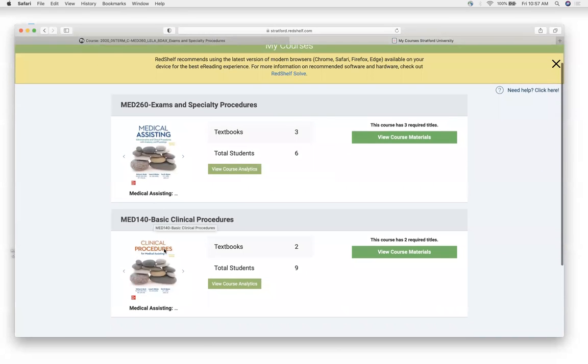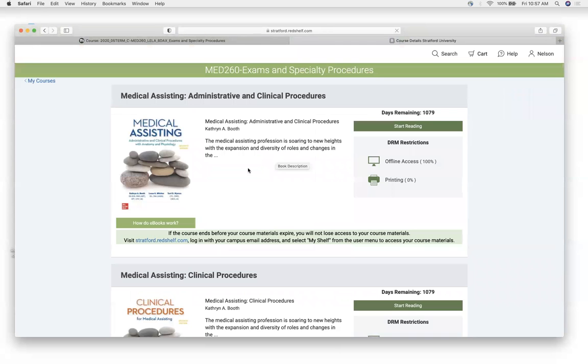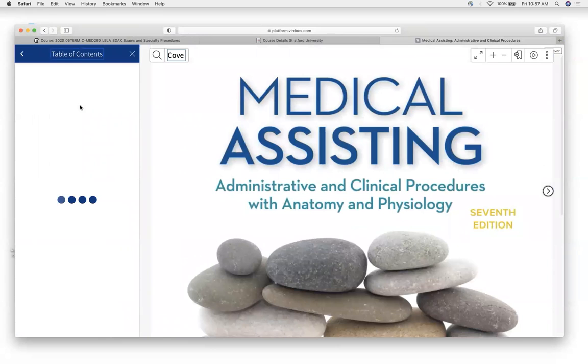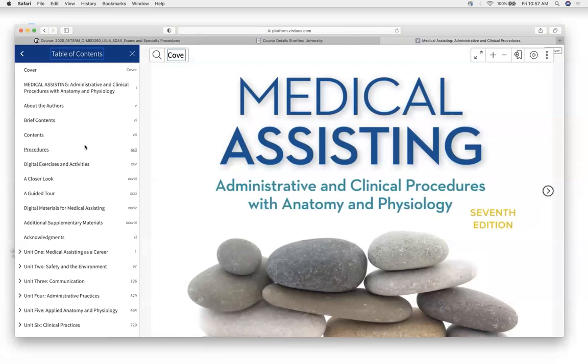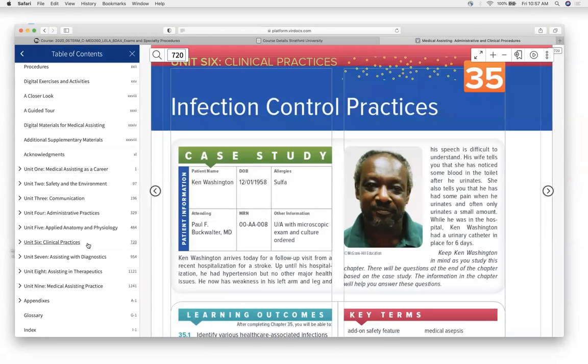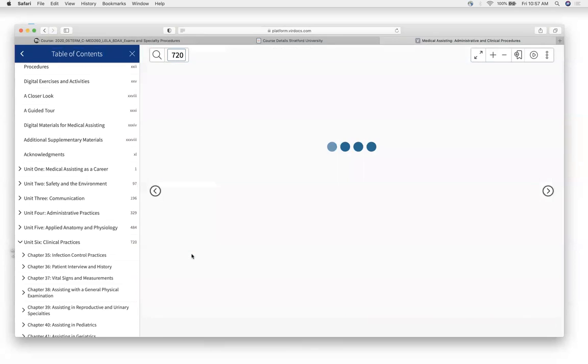Now, again, yet another new version of your textbook. So, medical assisting, administrative and clinical procedures. Let's look at this textbook. Is this the textbook I want? I'm going to go up here to the table of contents, and if you open up this little arrow, chapter 36, Patient Interview and History.